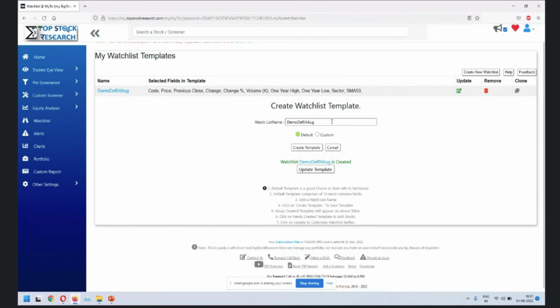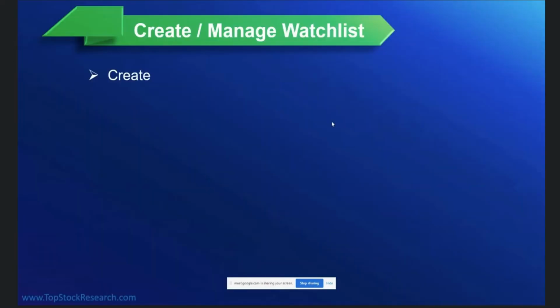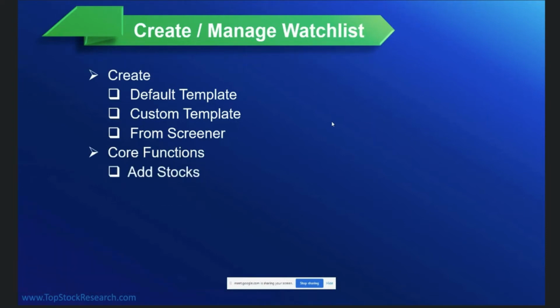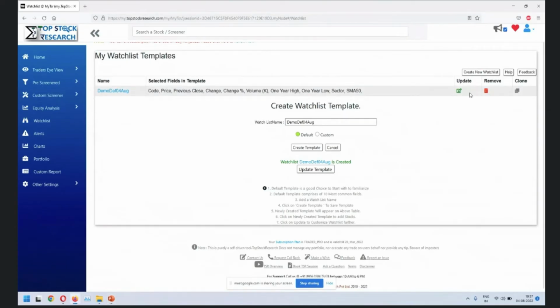Now, once you create a watchlist, you would want to add certain stocks, right? So the other method is to create a custom template. We'll get to that in a while. Okay. The third way of creating a watchlist is from screeners. So the core function of a watchlist is that once you create it, you would want to add certain stocks to it.